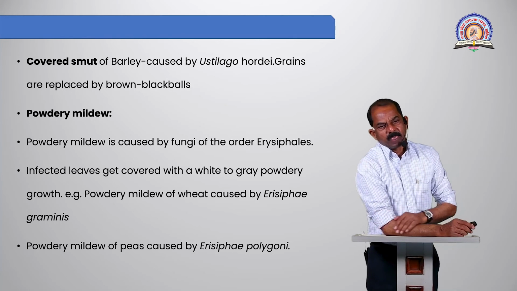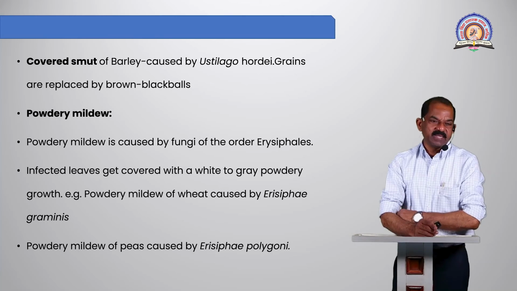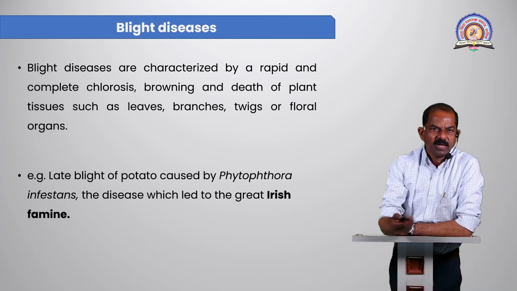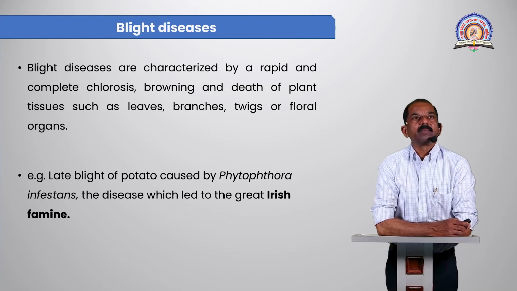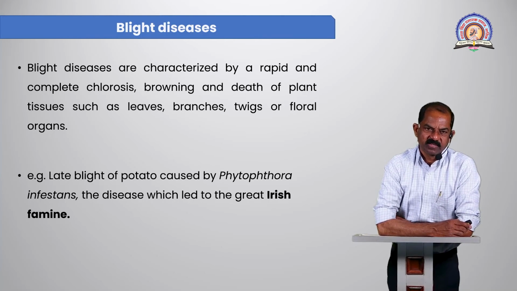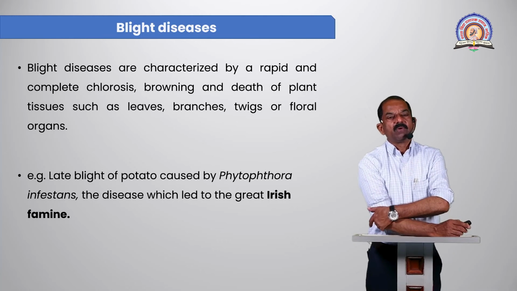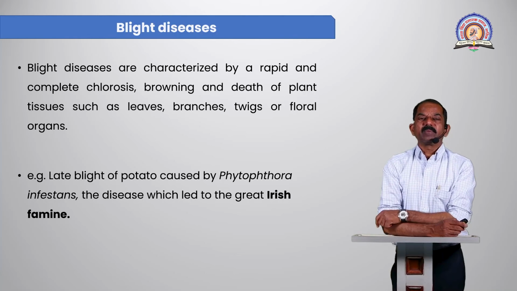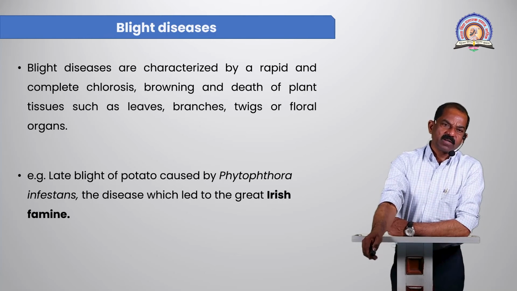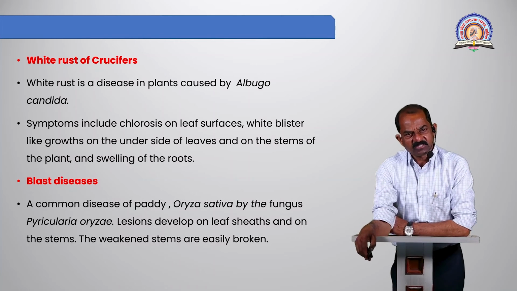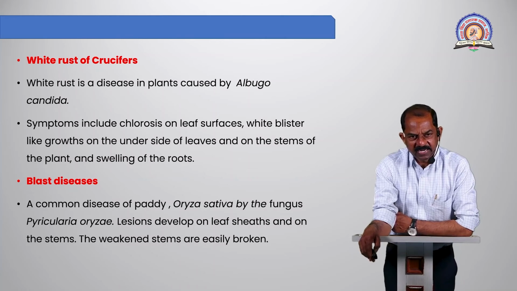The powdery mildew of wheat is caused by Erysiphe. Powdery mildew of peas is caused by Erysiphe polygoni. Then the blight diseases are characterized by rapid and complete chlorosis, browning and death of the plants, caused by a few fungi. Such diseases are the negative importance of fungi for plants. Blight disease is also caused by fungi, like the white rust of crucifers caused by Albugo candida.